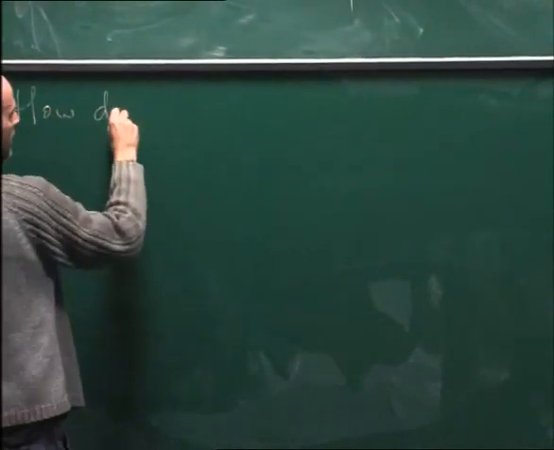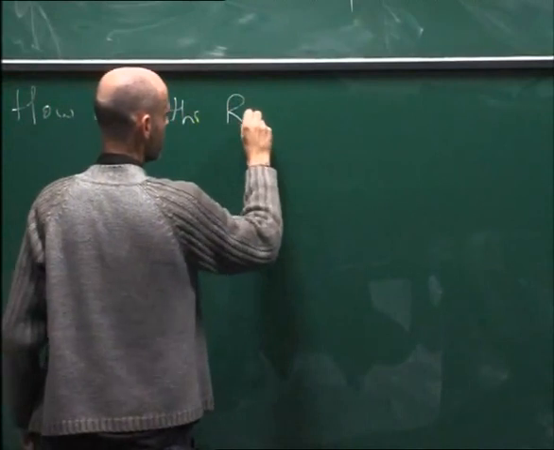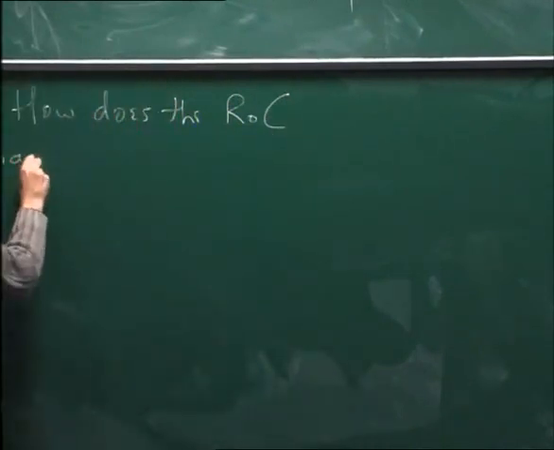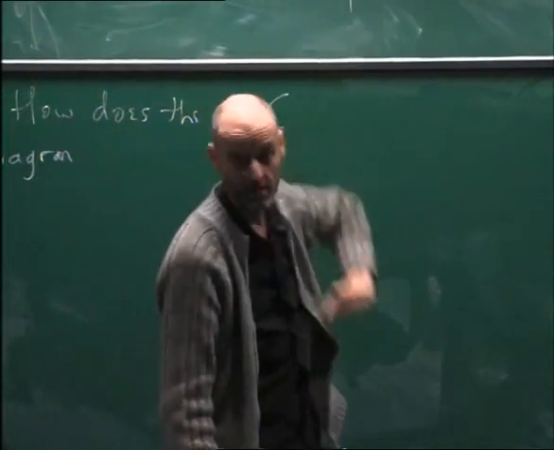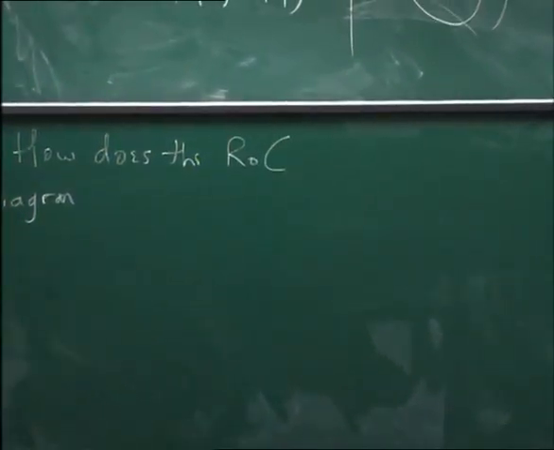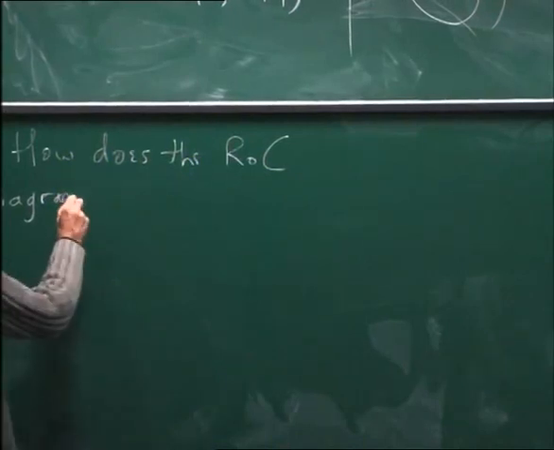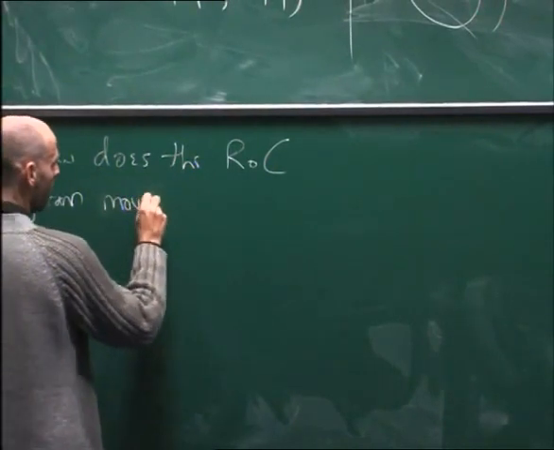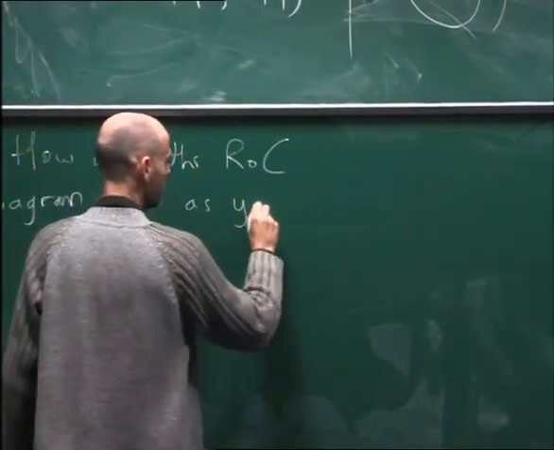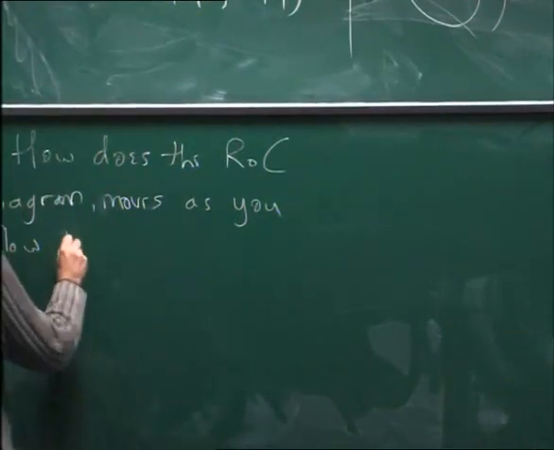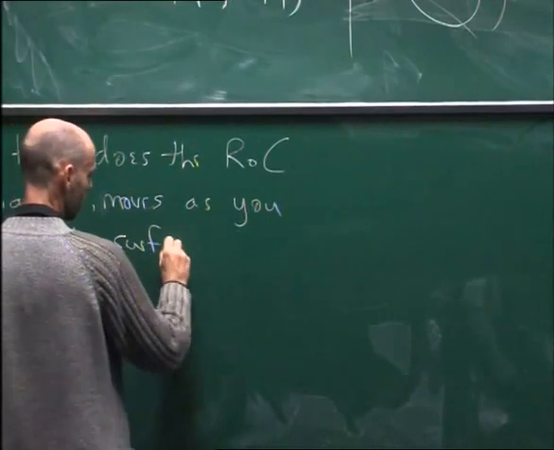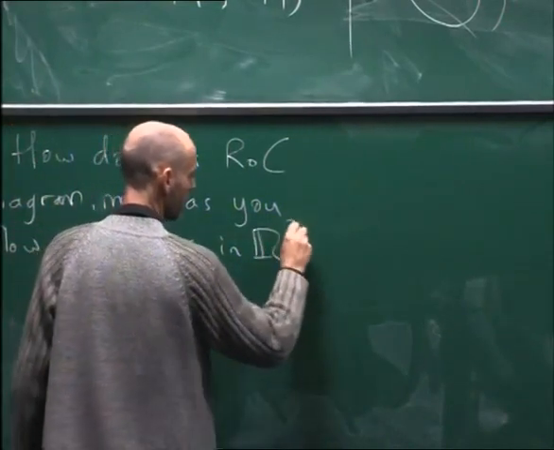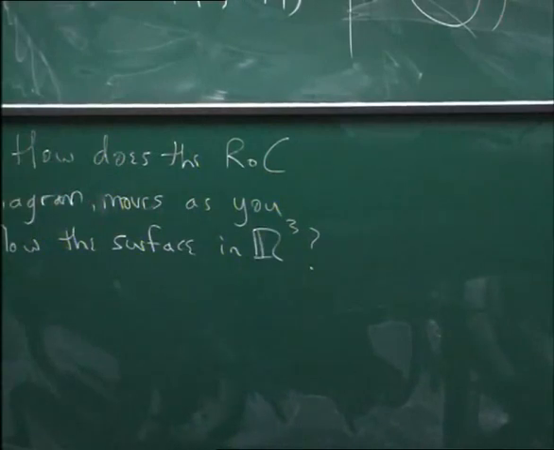So the question then: how does the radius of curvature diagram of a surface change or move as you flow the surface in R3? By the radius of curvature diagram, I just mean the image of the radii of curvature, the sum and difference of the radii of curvature, in the set of all such curvatures. Okay, so this is the question.